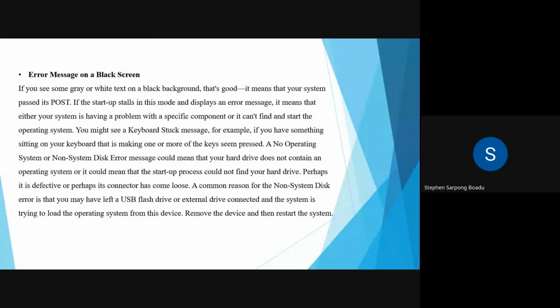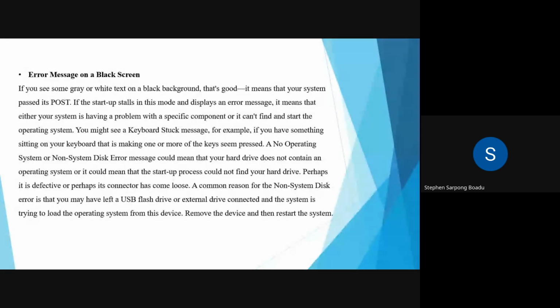So you might see a keyboard start message. For example, if you have something sitting on your keyboard that is making one or more of the keys seem pressed. And a no operating system or non-system disk error message could mean that. So sometimes when you turn it on, the error message you will get is maybe no operating system or non-system disk error. It could mean that your hard drive does not contain an operating system, or it could mean that the startup process could not find your hard drive. So perhaps it is defective, or perhaps its connector has come loose.